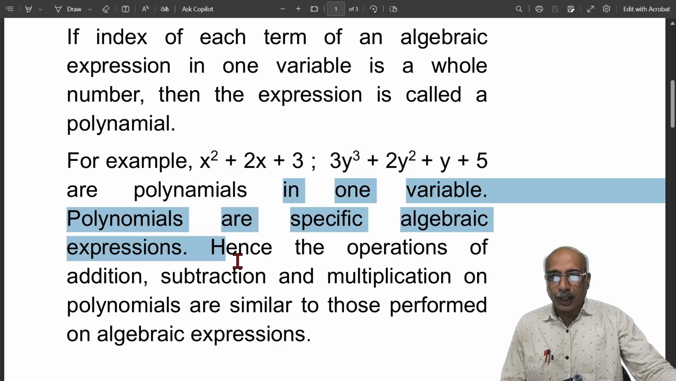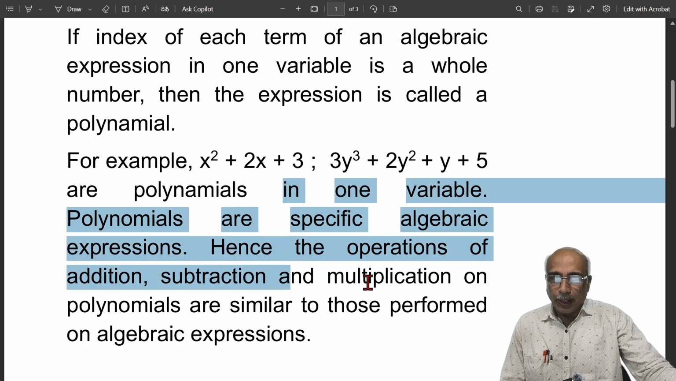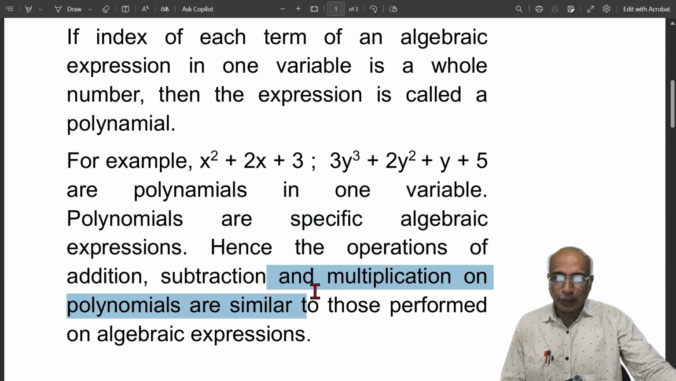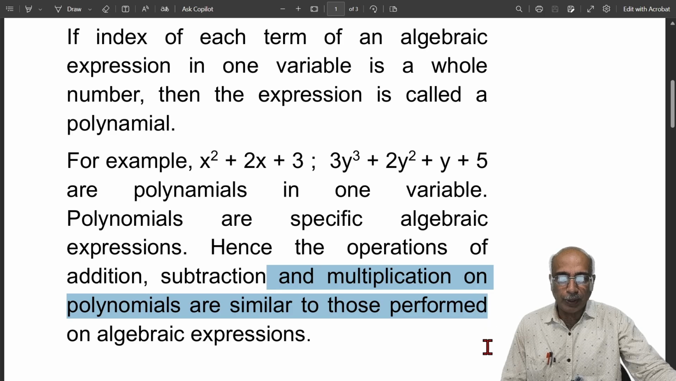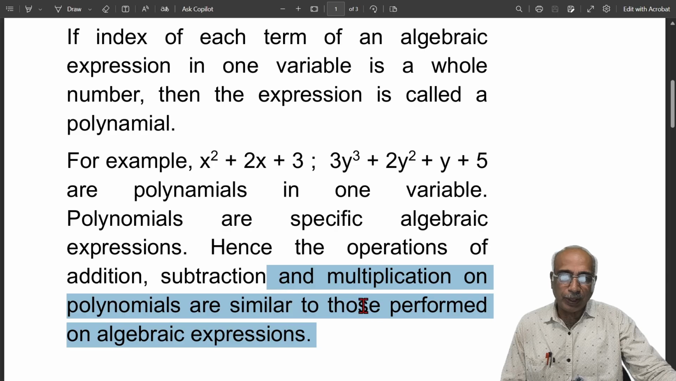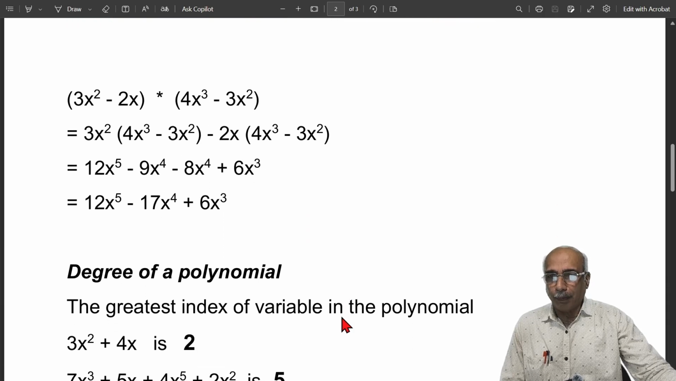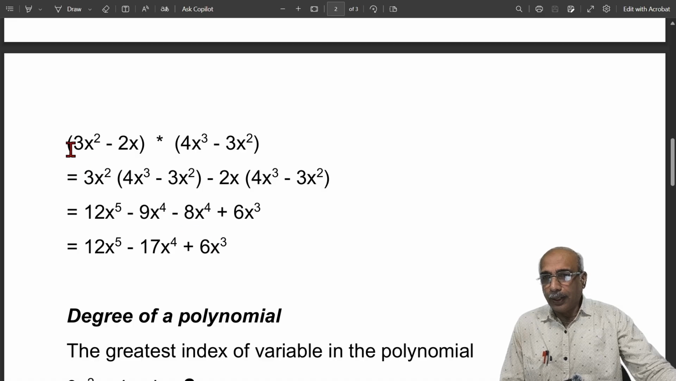As polynomials are specific algebraic expressions, the operations of addition, subtraction and multiplication on polynomials are similar to those performed on algebraic expressions, as we have seen in the examples in the beginning. So here also we can do addition, subtraction and multiplication. Here you see an example of the same. Here it is 3x square minus 2x into 4x cube minus 3x square.